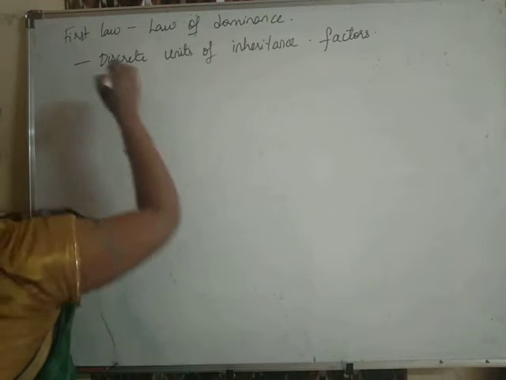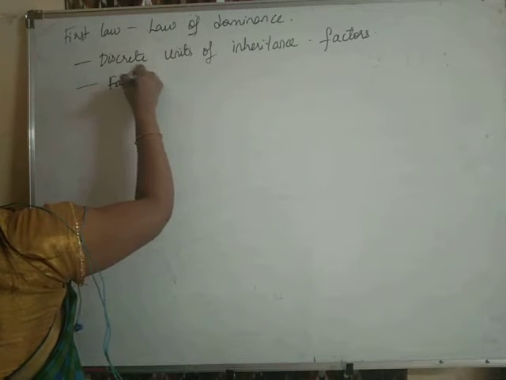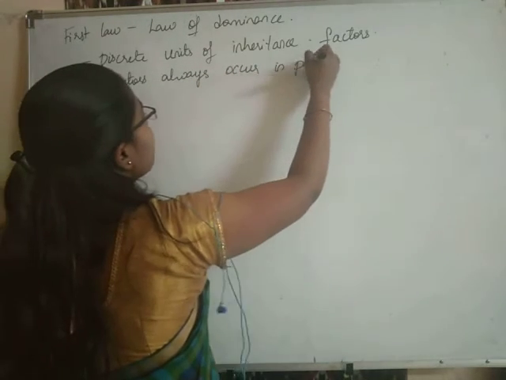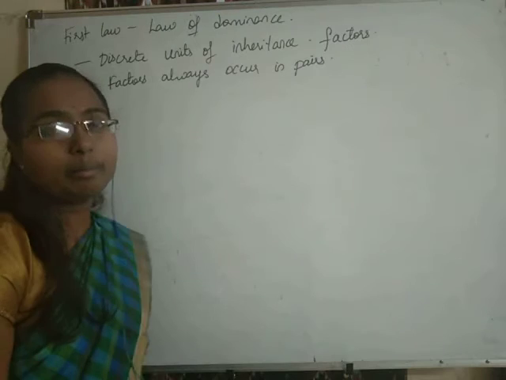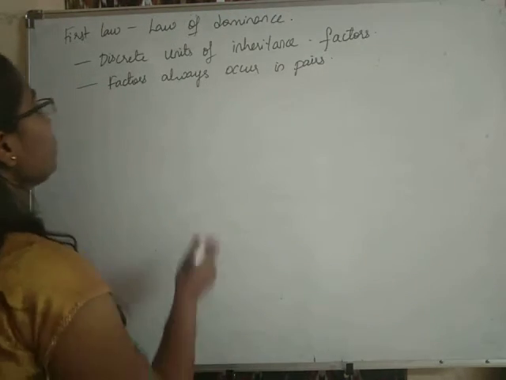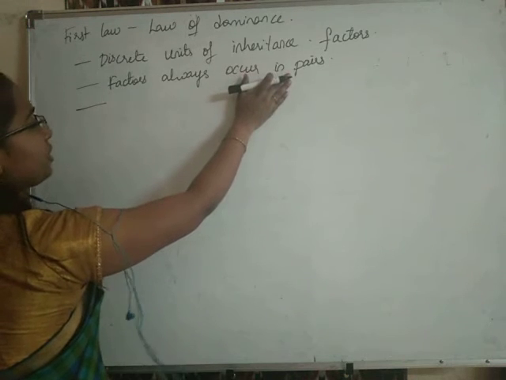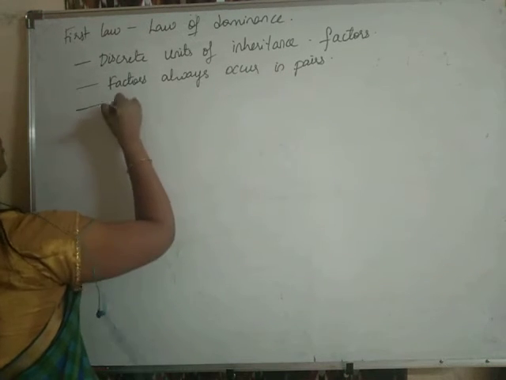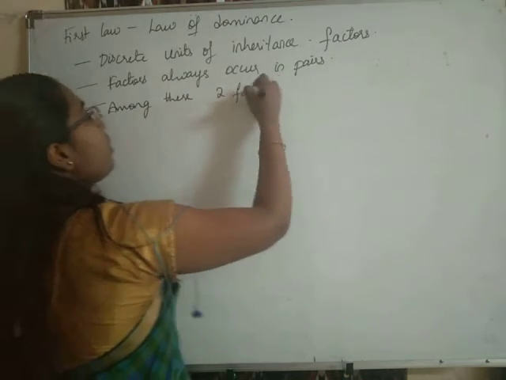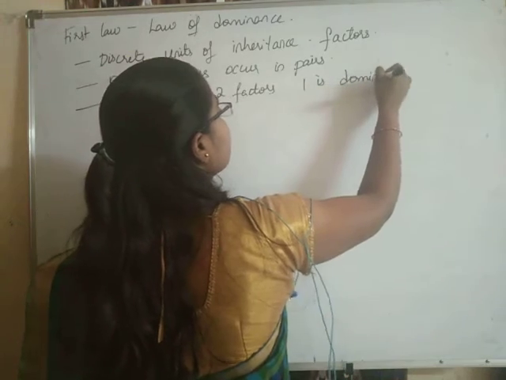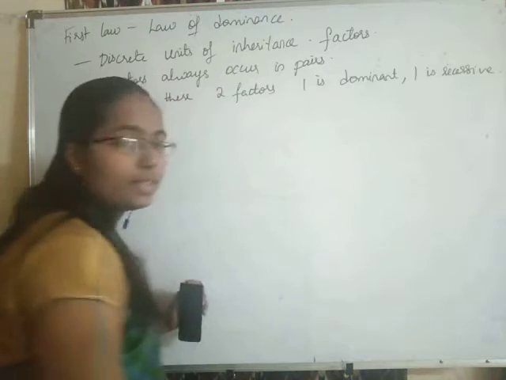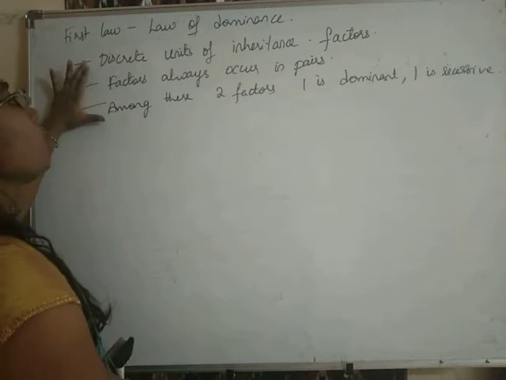He also said that these factors always occur in pairs. Among these two factors, one is dominant and one is recessive. These were proposed in the law of dominance.